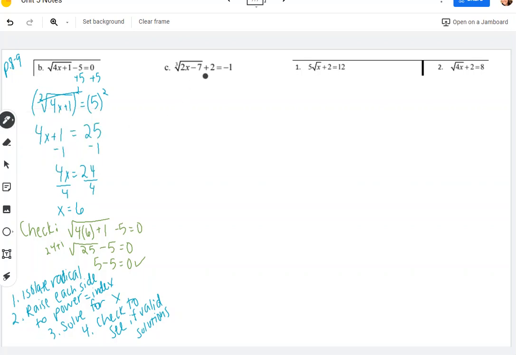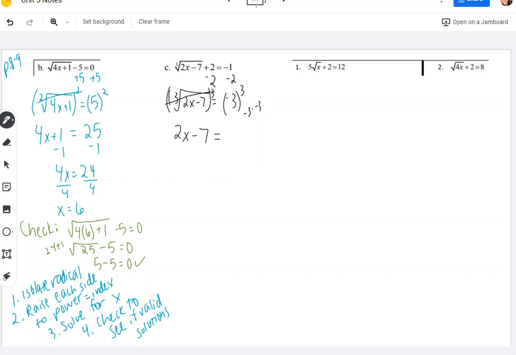All right, this next example here, again, I want to start by isolating my radical. Now that I have that isolated, I'm going to take the power of each side. Here my index is 3, so instead of squaring each side, I'm going to raise each side to the 3rd power, or cube it. So again, the radical and the cube cancel, so we're left with just 2x minus 7 on the left side, and then we get negative 3 cubed.